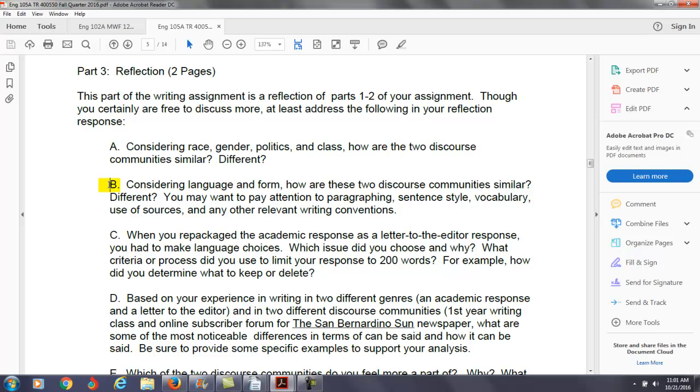Okay, let's look at B. So you say, considering language and form, how are the two discourse communities similar or different? You may want to pay attention to paragraphing, sentence style, vocabulary, use of sources, and any other relevant writing conventions. So, if you follow the previous organization, you'll be fine, right? Remember, chunking, compare, and contrast.